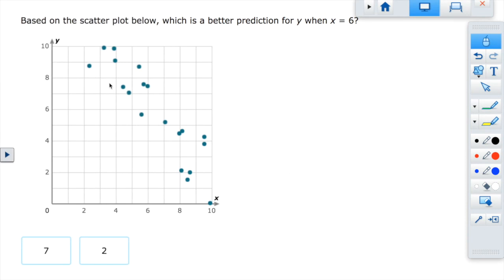We got another one. I'm going to imagine my line. I'm going to draw my line of best fit. There's my line of best fit. I'm making a prediction for y this time when x is 6. So here's x is 6. Look over, and I'm sort of between 6 and 7. So my choices are 7 or 2. I'm choosing 7.